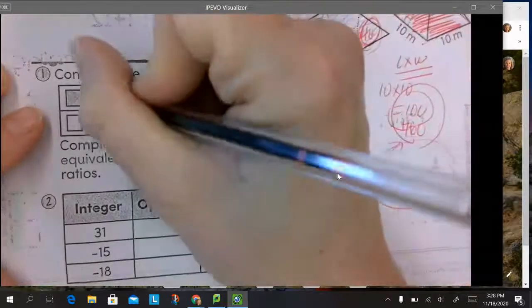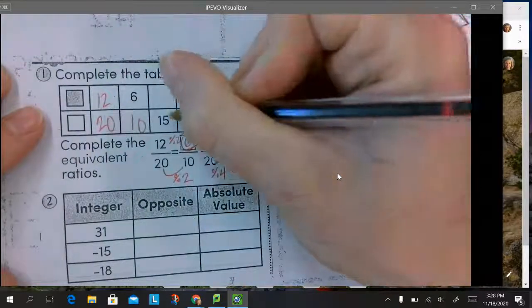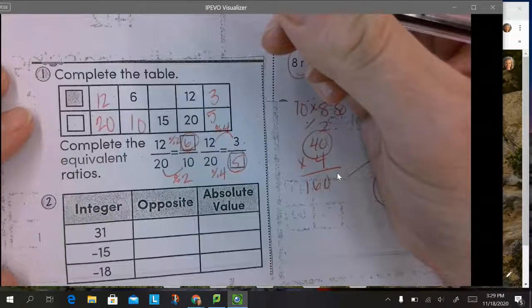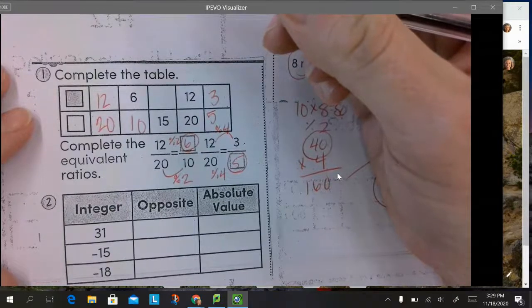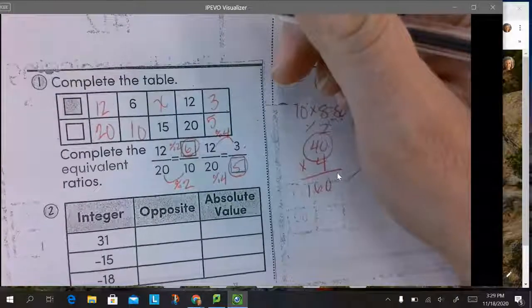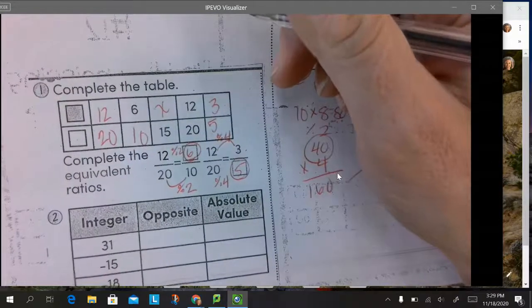What's this one? 12 to 20. And they want you to figure out this one. Or maybe that's one that's unknown. I would just put an X there. I wouldn't worry about it. All right.